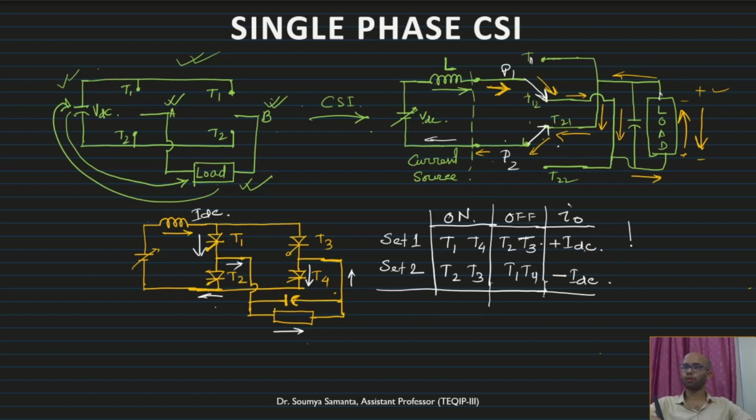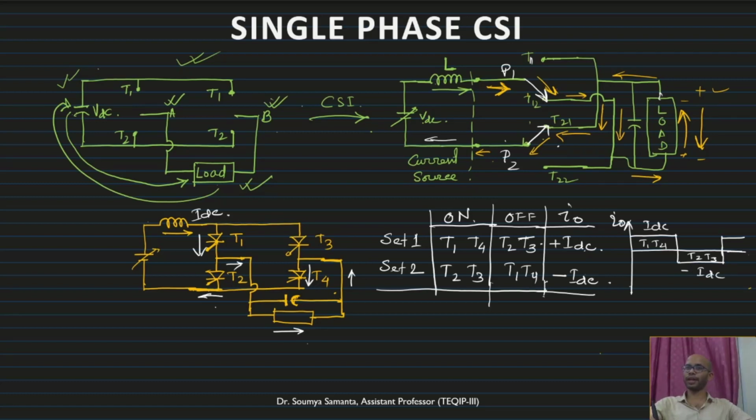Now what is the output voltage? Output current will be, first when T1 and T4 are on, this is IDC, this is I output IDC, and then when T2 and T3 are on, this is minus IDC. So this will go on.